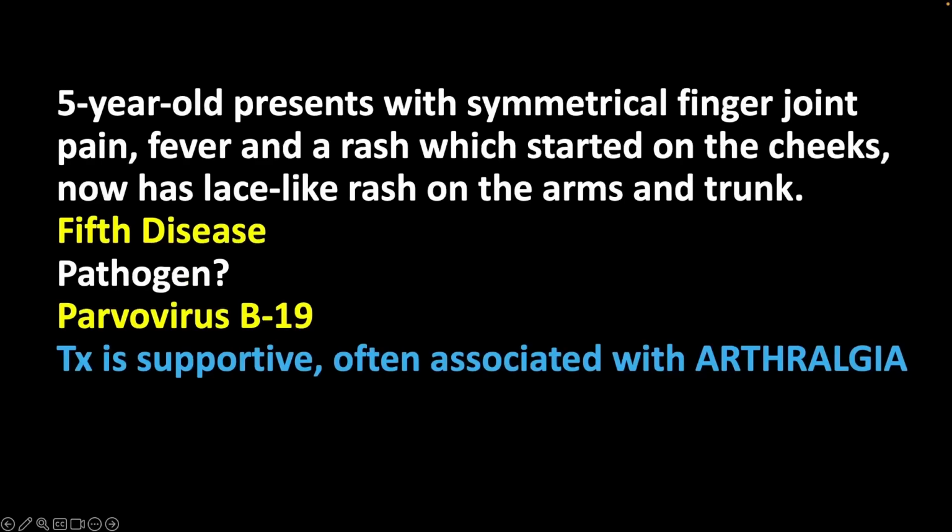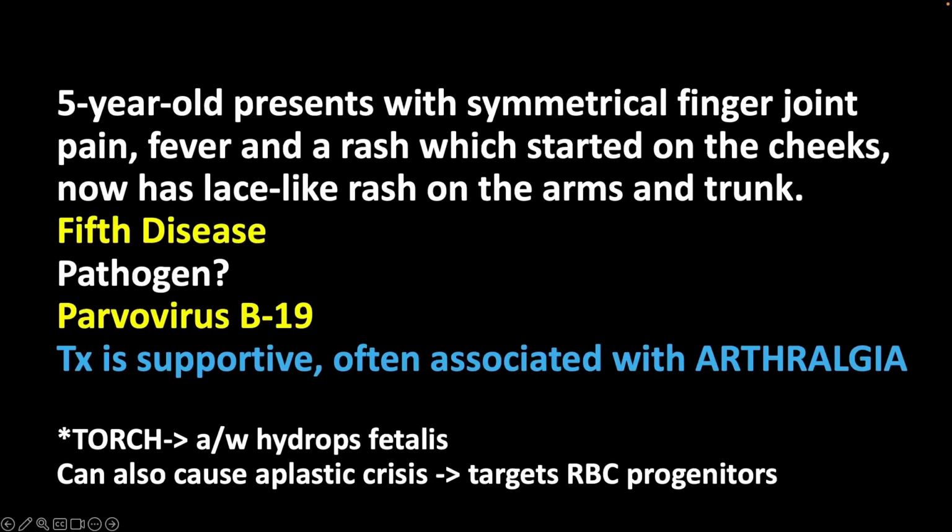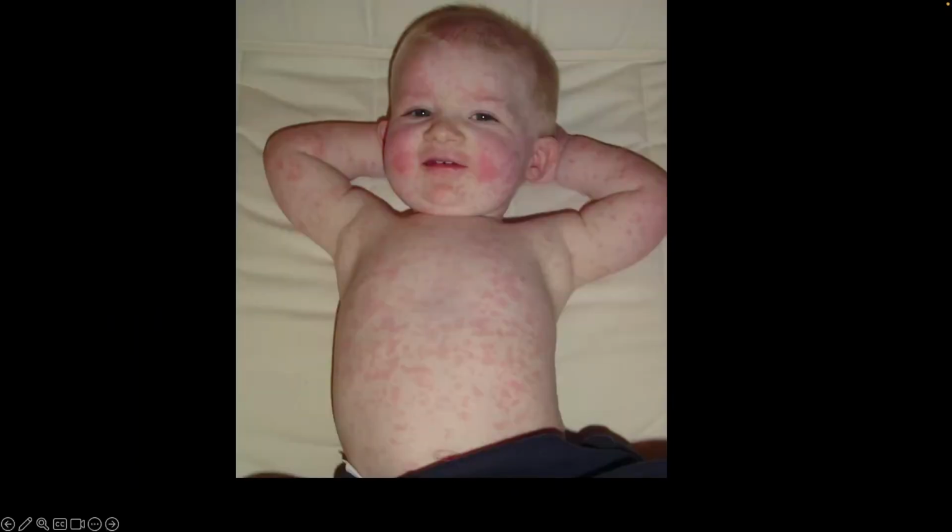Treatment is supportive, often with NSAIDs, and it's often associated with arthralgias. And as a TORCH infection, it's associated with hydrops fetalis. It can also cause aplastic crises because it targets RBC progenitors. Here's an example of that rash.